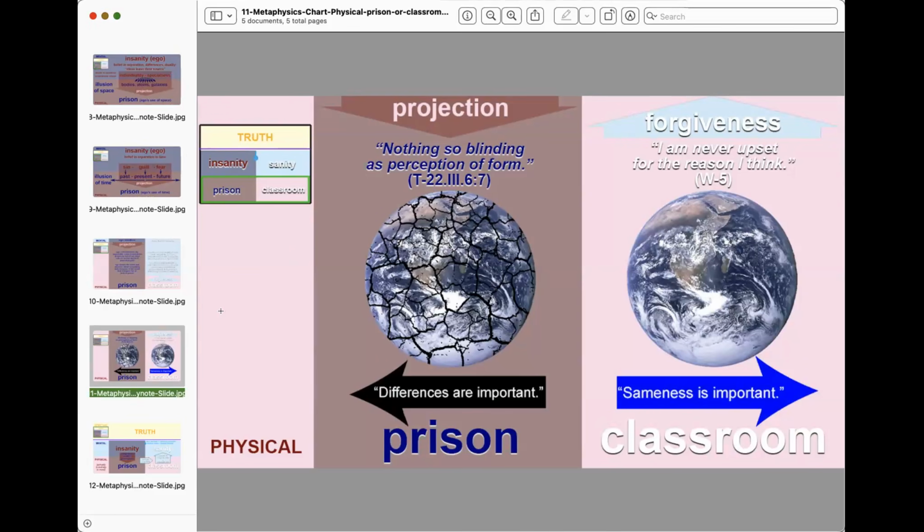The Holy Spirit says, no, sameness is important. And if we work with lesson 5, if I'm never upset for the reason I think, then we automatically arrive at that idea that we're all the same, because we're all playing that silly ego game when we think that the world is upsetting us. And then we can afford to have compassion for each other, because not only are we all being hoodwinked by the same silly thought system, but everyone is in my mind. And each one of us can say that truly, because there's just one mind ultimately.